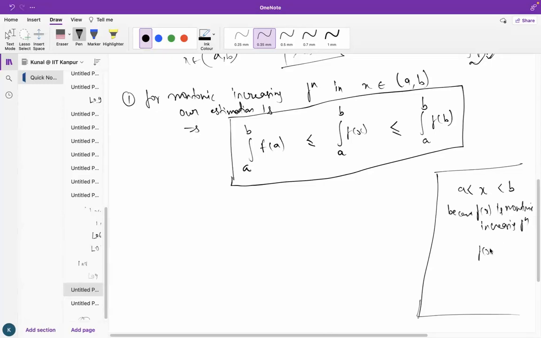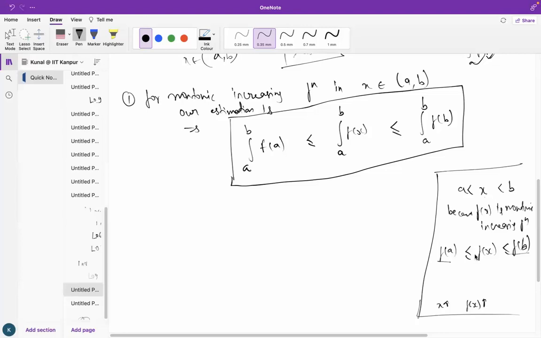So f of x is greater than or equal to f of A, less than or equal to f of B. As x increases, f of x also increases, right? So as x increases from A to B, f of x increases from f of A to f of B. I hope you all understand what I'm trying to say.